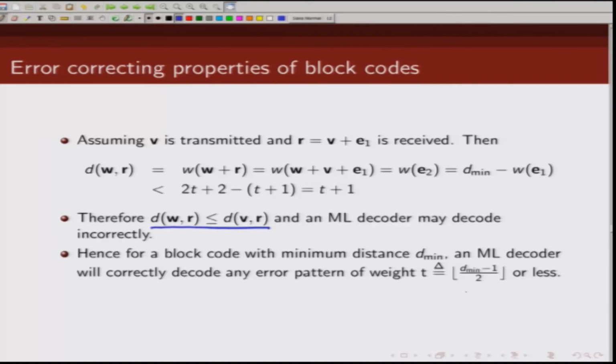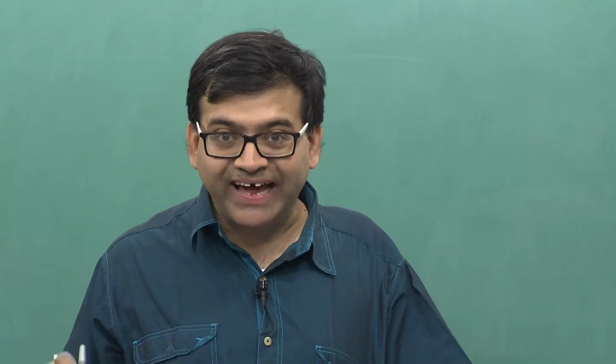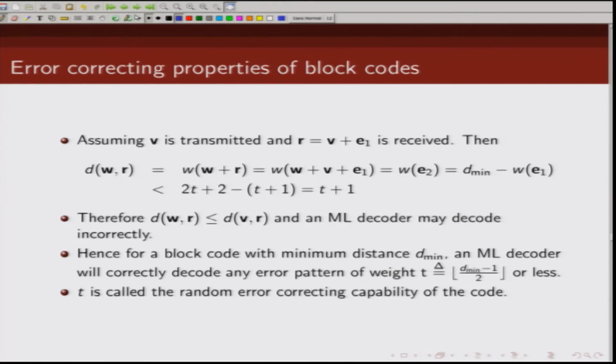So, from this and the previous result we can conclude that if we have a block code with minimum distance d min, which satisfies the relationship that d min lies between 2t plus 1 and 2t plus 2, then this linear block code with minimum distance d min should be able to correct all error patterns up to weight t, where t is given by this. So, this t is known as random error correcting capability of the linear block code.